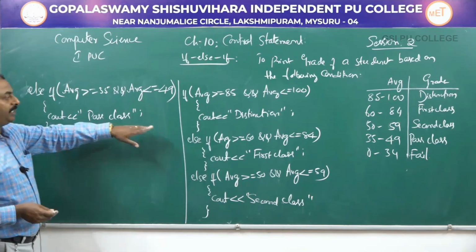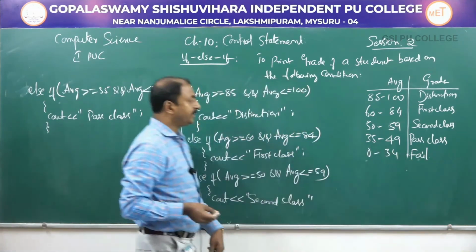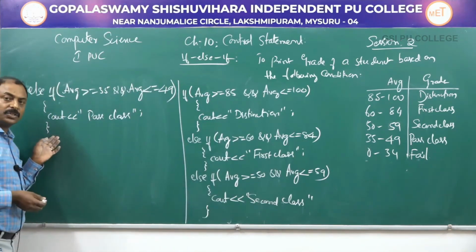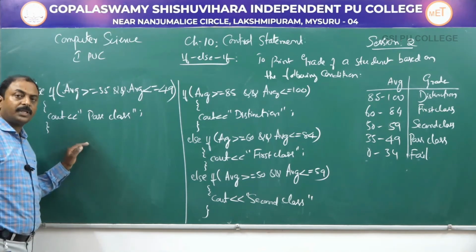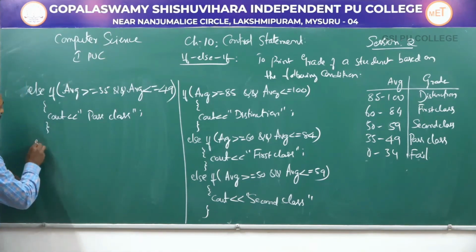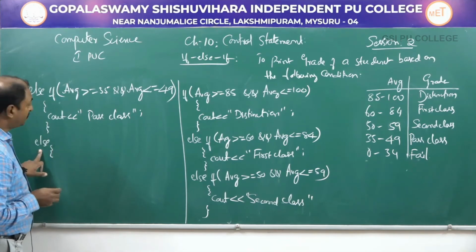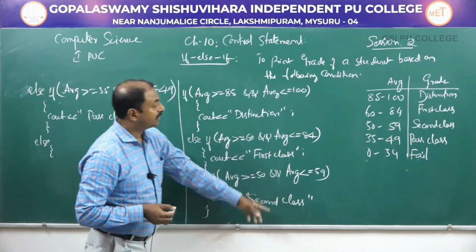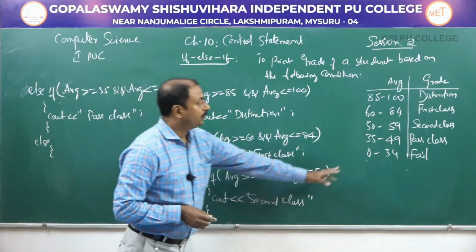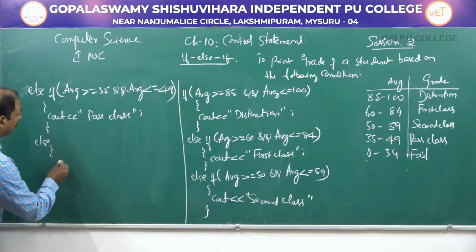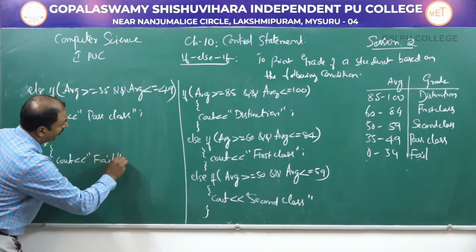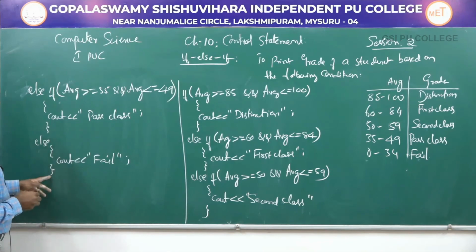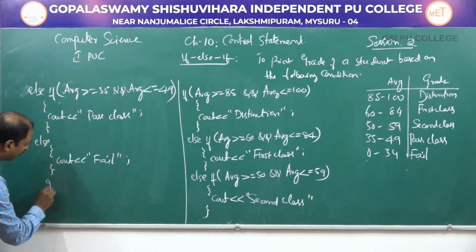Now the next condition is between 0 to 35, that is for fail class. In if else if, the last condition we are not going to write here because that will be the default statement to be executed. So here we can say else. This is the default statement to be executed if none of the conditions are true, between 0 to 35. So we say else cout fail and close the bracket here. So we are closing if else if here, then close the program with getch and close the bracket here.